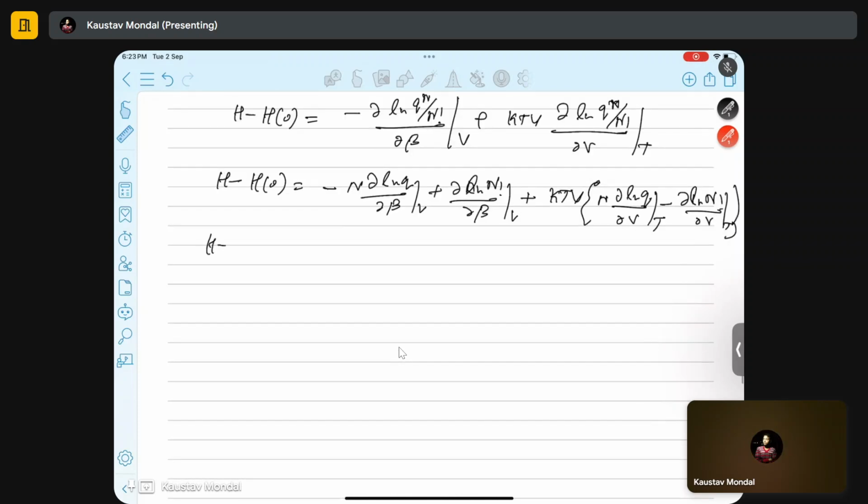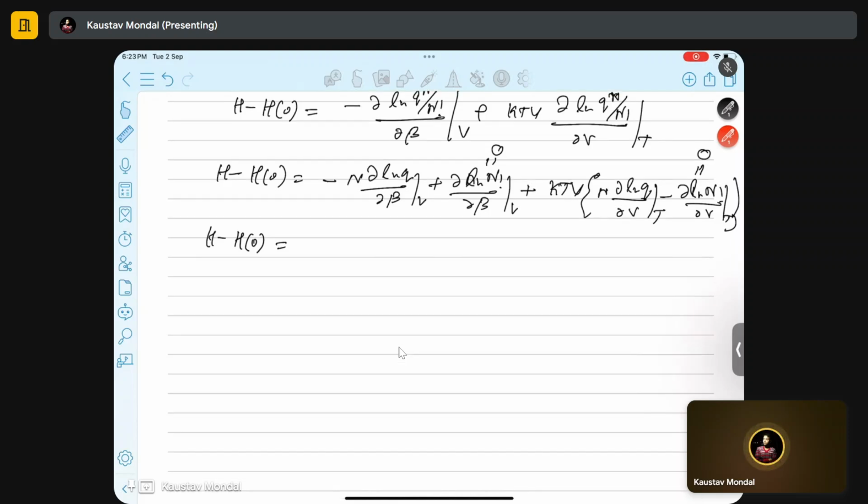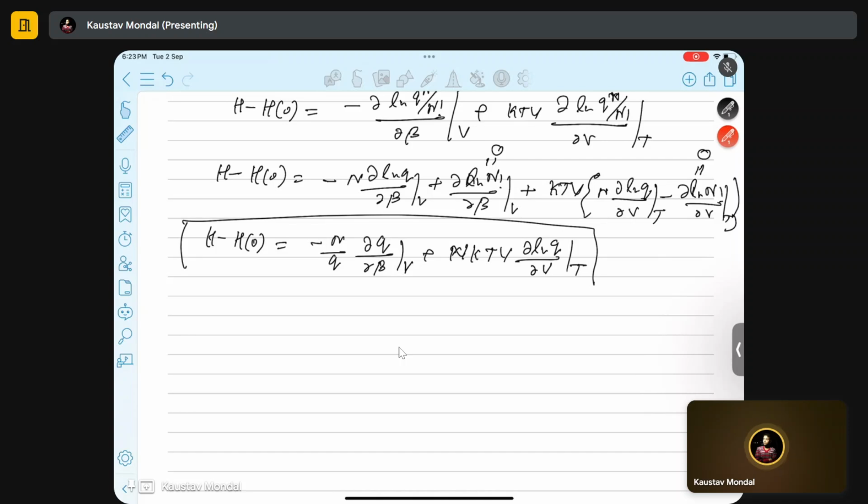Now if you do the mathematics again, the derivative of ln n factorial is simply 0, because n factorial is nothing but just a constant number, so its derivative gives you 0. So H minus H0 now becomes n by q del q by del beta at constant volume plus nkTV del ln q by del V at constant temperature. So this is the expression of the enthalpy that we get.